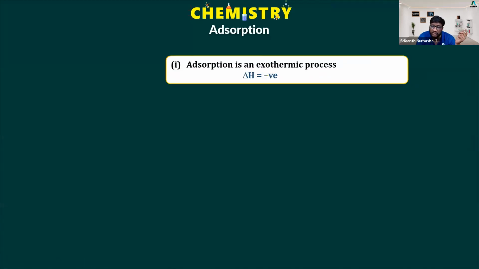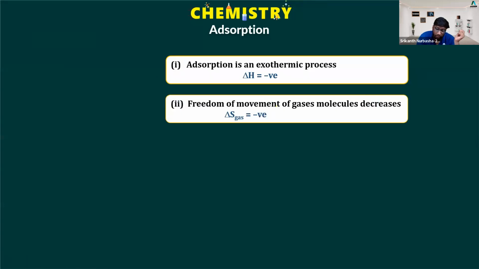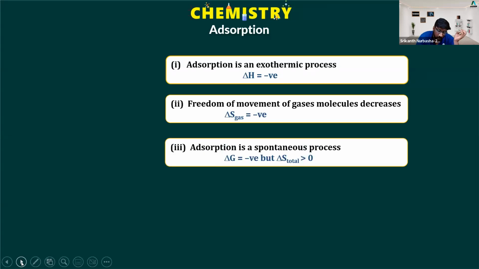Adsorption is an exothermic process because surface energy is lost, delta H is negative. Freedom of movement of gas molecules decreases, delta S of gas is negative. Adsorption is a spontaneous process, so delta G is negative and delta S total has to be positive. Delta S total is always positive, delta G has to be negative. Then only the process is said to be spontaneous in nature.